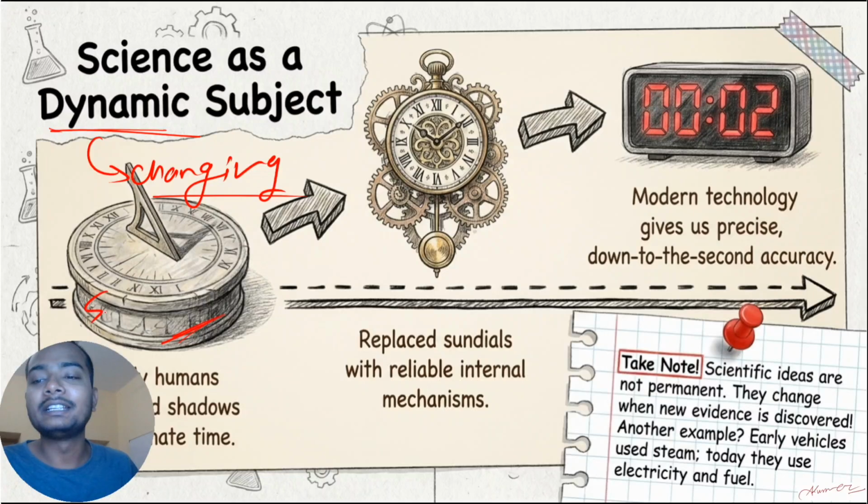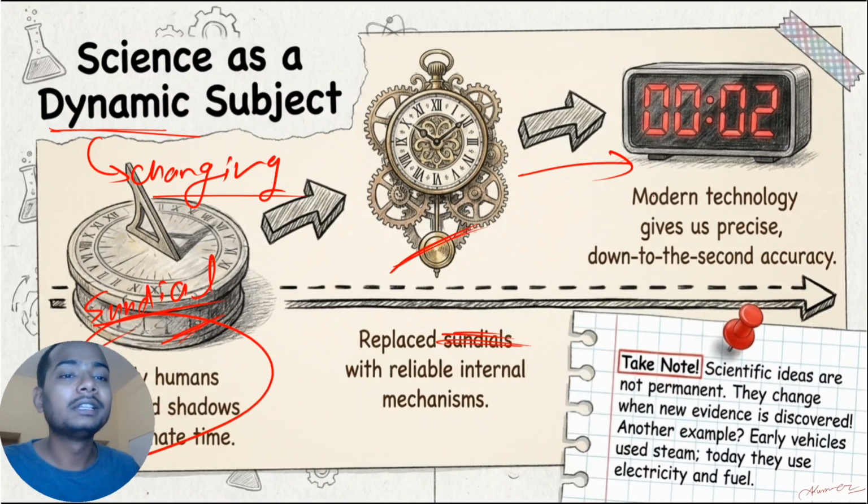Let's say, for example, this clock. This is called a sundial. The sundial used to show the time based on the position of the sun. So based on the position of the sun, the sundial used to show approximate time. Then it was replaced by clocks, and now we have modern technology with which we can measure time very precisely, even fractions of seconds.